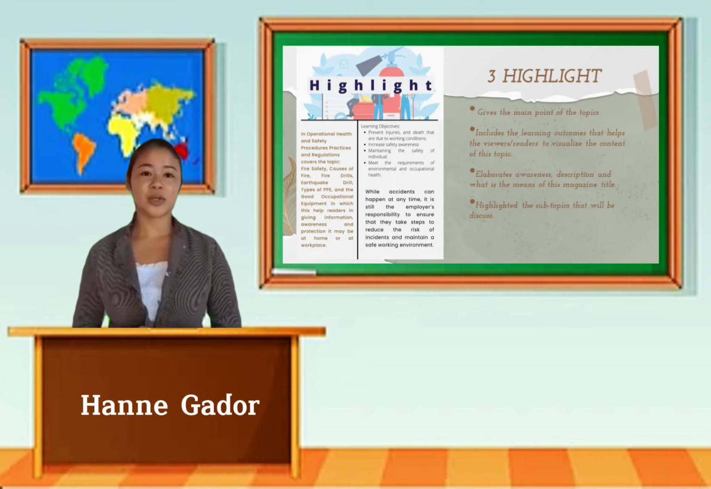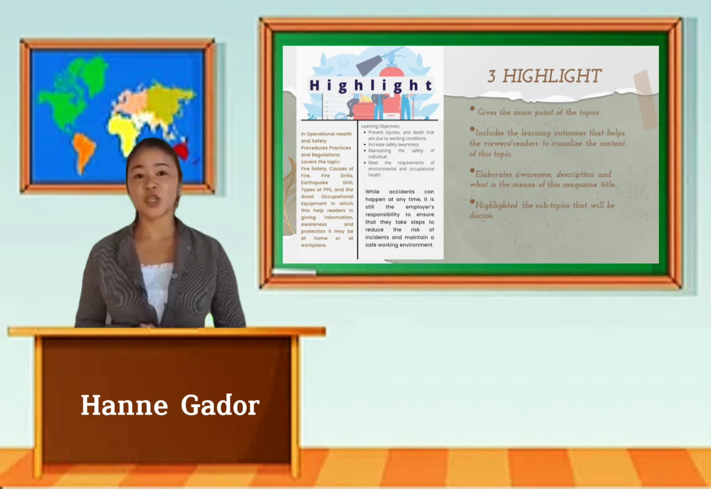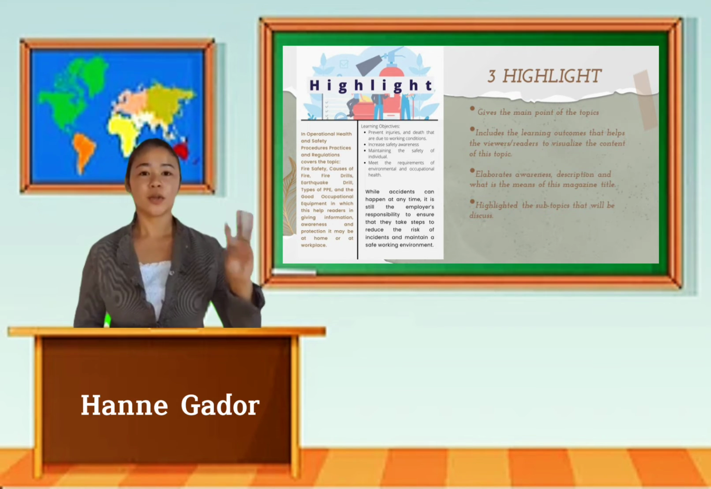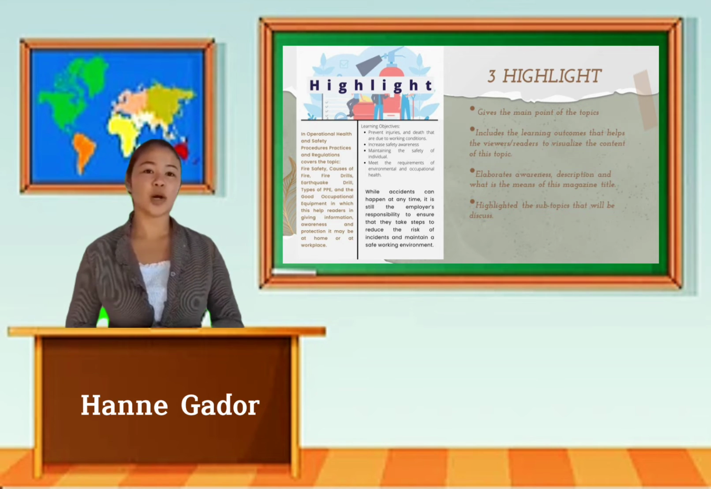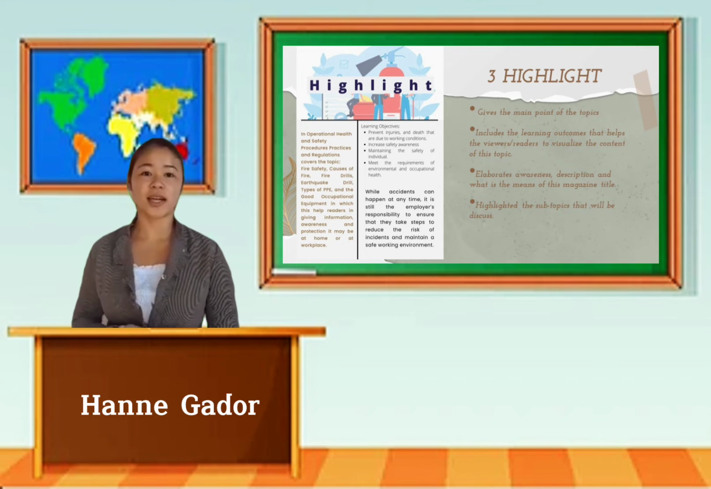Next is the highlight. This gives the readers the definition of what this topic is all about. Here it discusses the safety procedures, the awareness, and elaborates the idea of being safe at work, which may also apply at home. We also included the learning outcomes that summarize the topic learnings. So first, it prevents injuries and death that are due to working conditions. Second, increase safety awareness. Third, maintaining the safety of individuals. Fourth, meet the requirements of environment and occupational health.